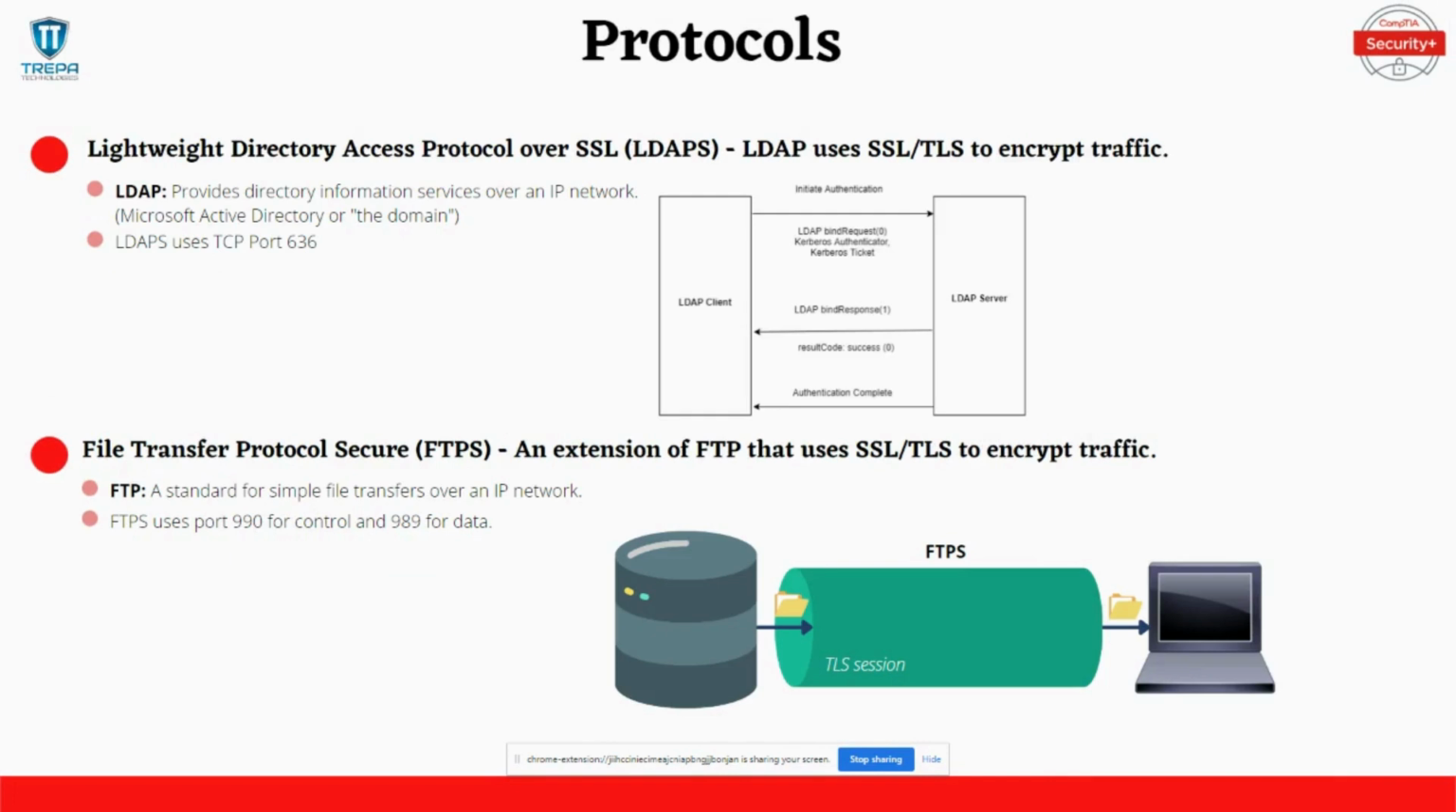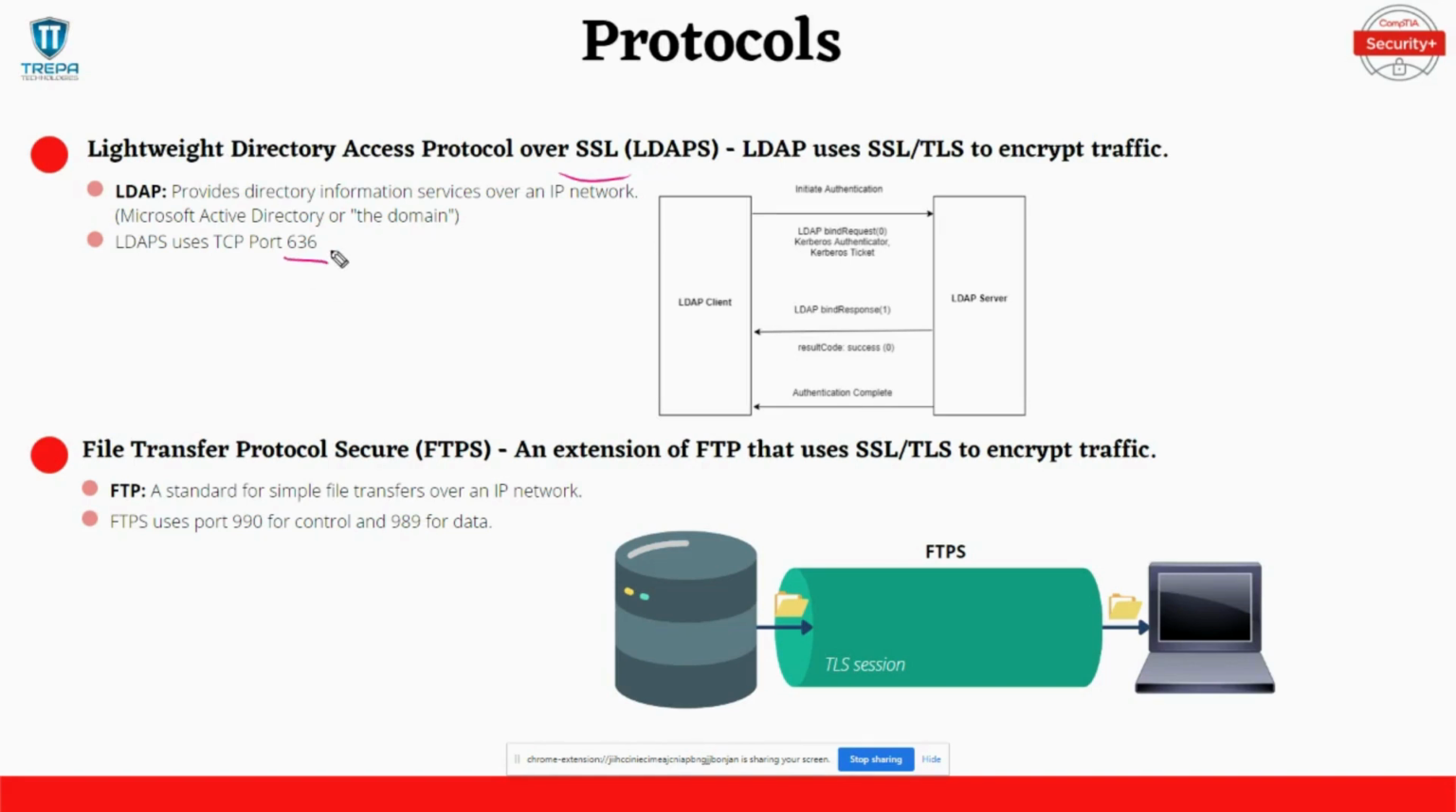LDAP stands for Lightweight Directory Access Protocol, and it is the backend protocol that is used for providing domain services like Active Directory. LDAP is another inherently insecure protocol, but we can add security to it by adding SSL or TLS encryption to LDAP traffic, thus securing our LDAP data in transit information. We call this secure implementation LDAPS, right? So Lightweight Directory Access Protocol over SSL, and it's going to use TCP port 636.